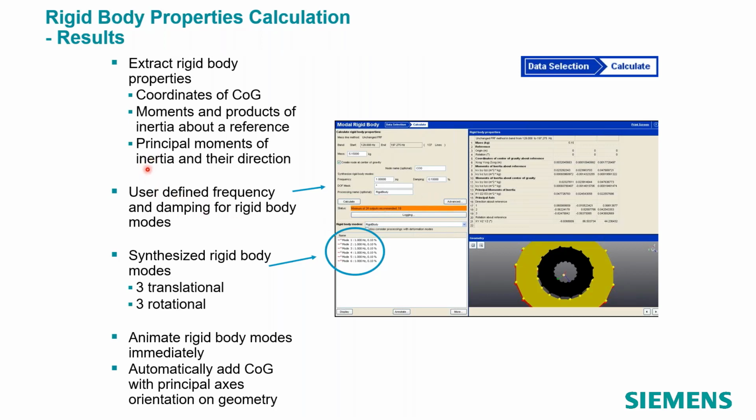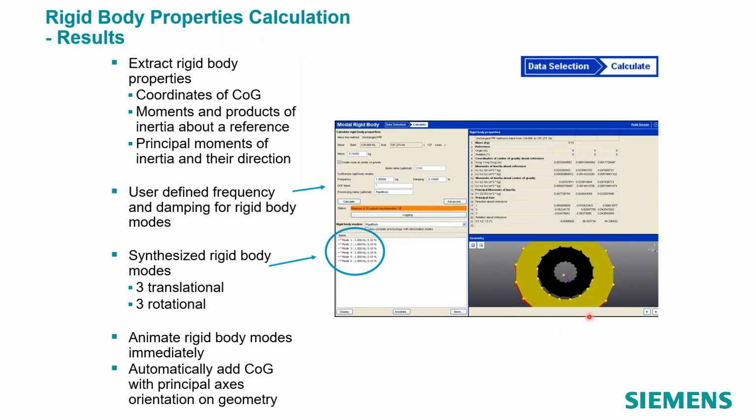principal moments of inertia in the direction. So here's the principal axis down here. You tell us to use to define frequency and damping for the rigid body mode, so you have to type that in. We synthesize the rigid body modes, and then we want to display them and make sure that the motion looks like a rigid body mode. So make sure all the points move together. And then if you turn on the nodes, you can see the CG. And if you know where it's at, it should be close to the origin.